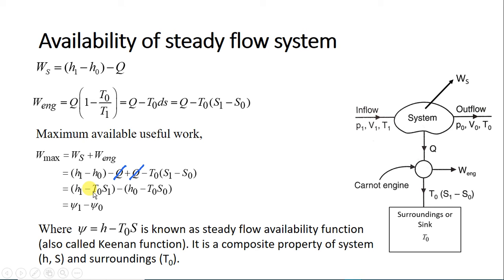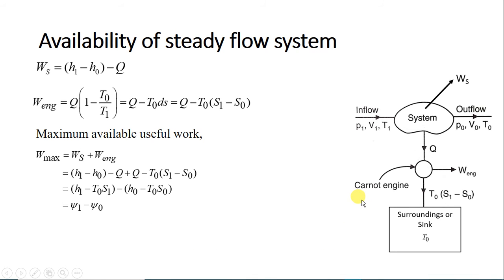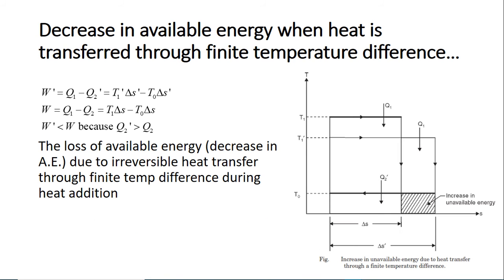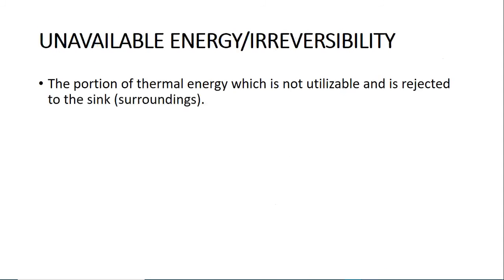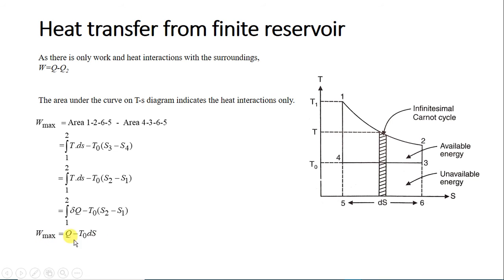So we have completed now. Let me quickly go through the things which we have completed today. We had seen the first derivation was this one, heat transfer from a finite reservoir where temperature reduces. In this case what we had got is W max was Q minus T0 ds.